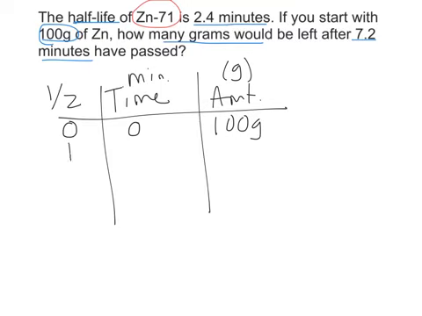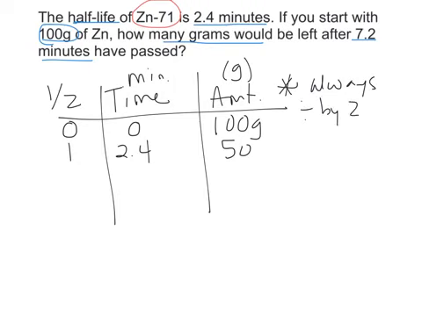Half-life means that after 2.4 minutes, half of my amount will be decayed. So this becomes 50. Okay? It's important to remember that the amount is always divided by 2. Or if you're working backwards, you would have to multiply it by 2. And I'll give you an example of that a little bit later. Time is always added.